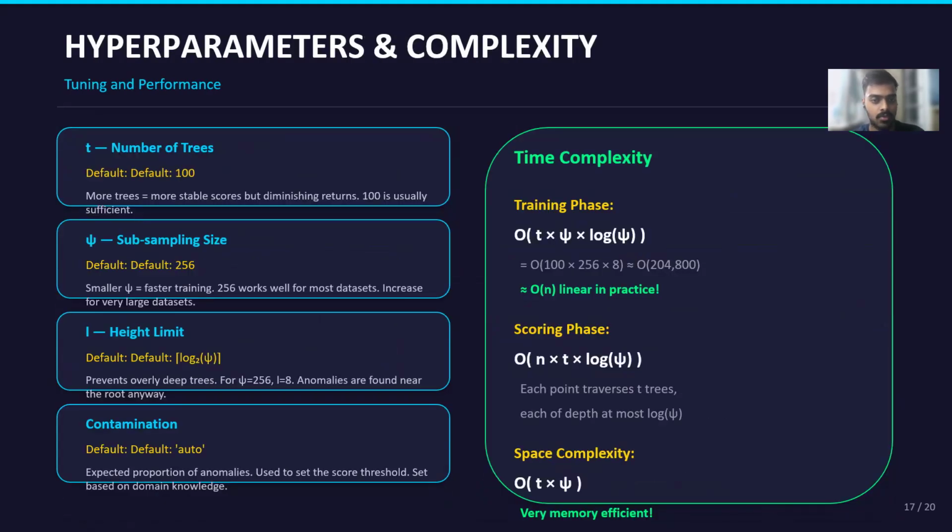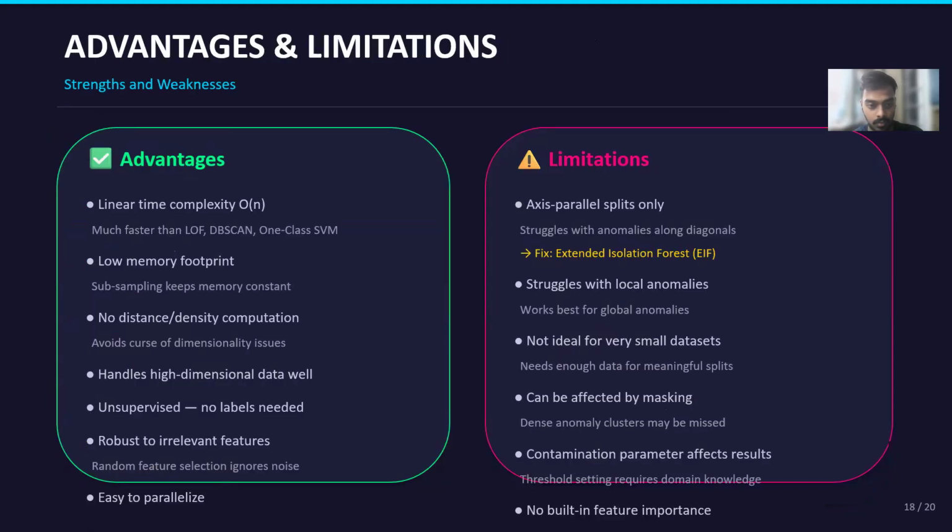So let's see what are the hyperparameters and the complexity in this performance. In practice, we use around 100 trees and a sample size of 256. This algorithm runs in linear time, which makes it highly scalable for bigger data sets.